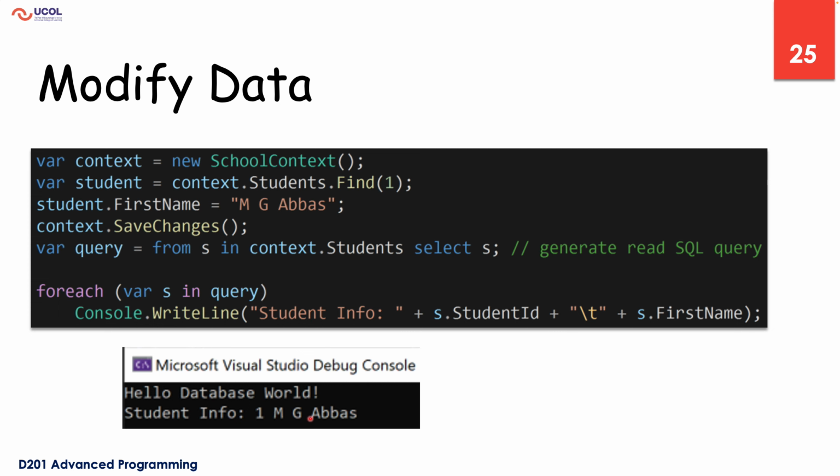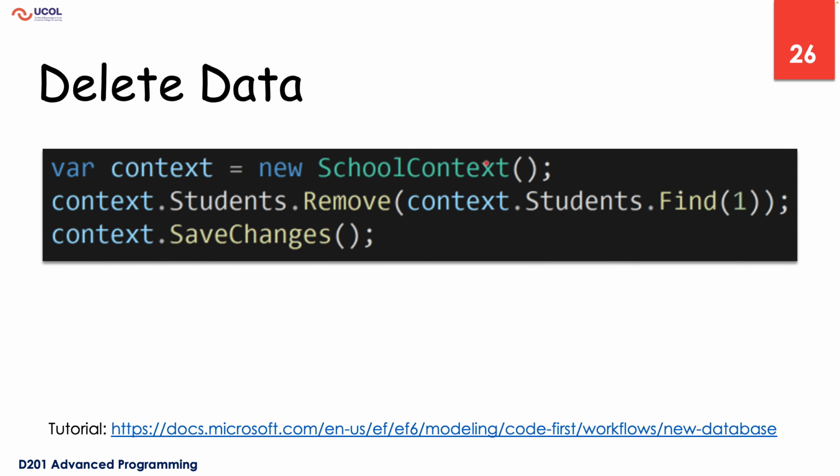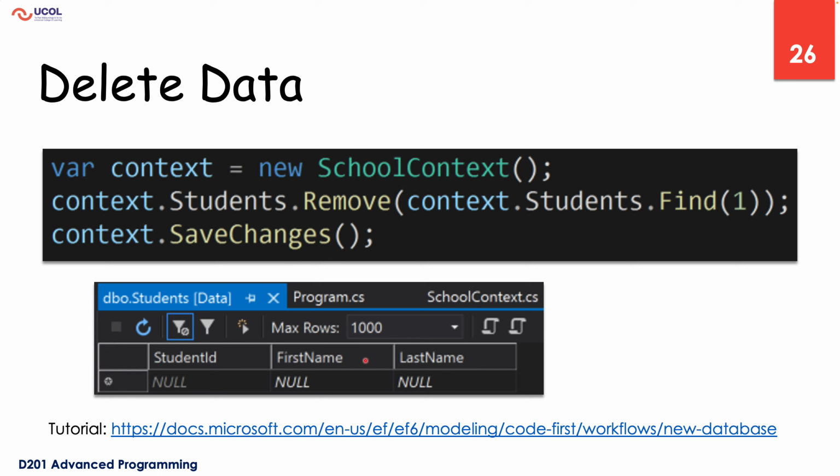Again, if we want to delete, the context is the main thing that we need to create: a connection between the program and the object. Once we have created the connection, we can say context.Students.Remove. Which specific record do we want to remove? We say find that specific student who has the student ID 1 and remove it from the students context, and then we save changes. When we do that, it will remove that specific record.